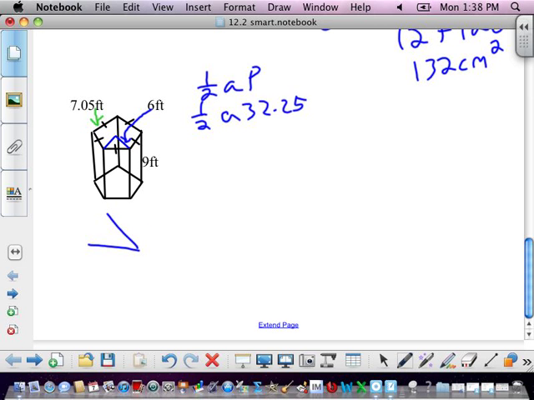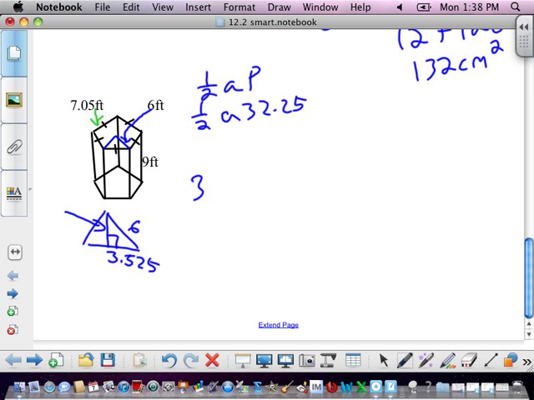So we know the radius is 6. We know this side is 7.05. If we divide it by 2, we get 3.525. The right triangle, because I took half of it. And we want to find the length of the apothem. So if we have 2 sides of a right triangle, how do we find the third side?